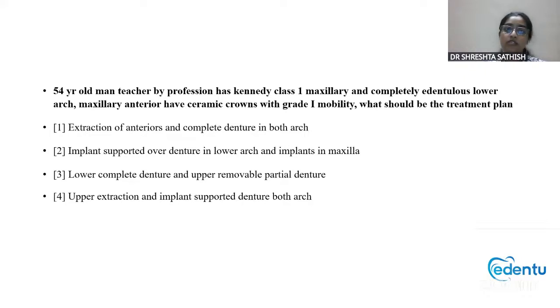Implant supported overdenture in the lower arch and implants in the maxilla. Good option. Lower complete denture and upper RPD. Again, removable partial denture in the upper. The problem it can cause is that he can have difficulty in speech with his RPDs. Upper extraction and implant supported denture, both arches. Again, extracting the upper means affecting his profession at that point of time. So it is an implant supported overdenture in the lower arch and maxillary implants for the posteriors.